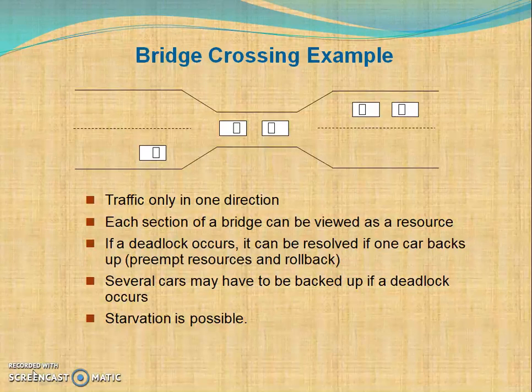Example of deadlock: bridge crossing. Traffic is only in one direction. Each section of a bridge can be viewed as a resource. If a deadlock occurs, it can be resolved if one car backs up. Several cars may have to be backed up if a deadlock occurs.